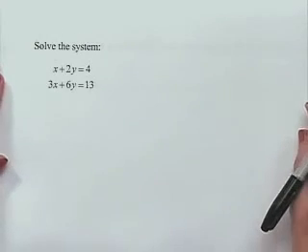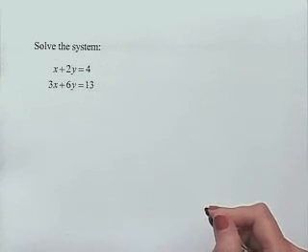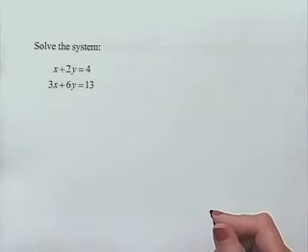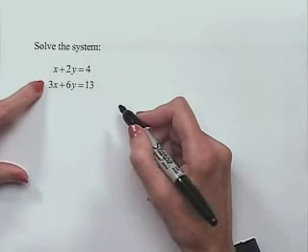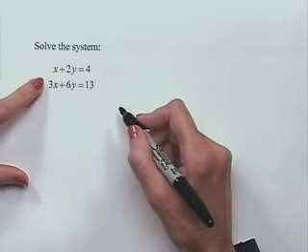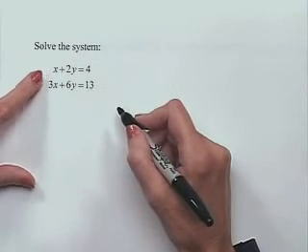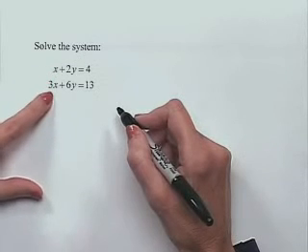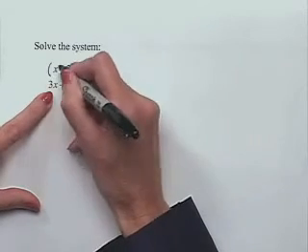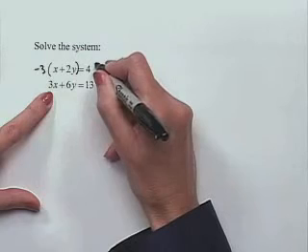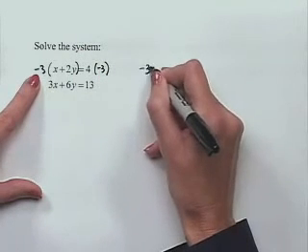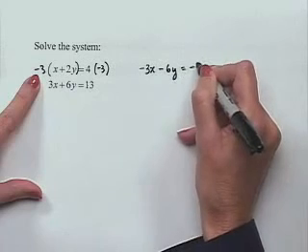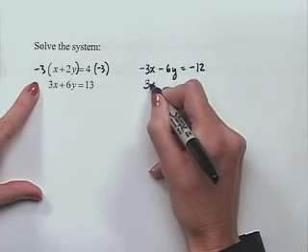Here's another system to solve. The system is the equation x plus 2y equals 4. Second equation, 3x plus 6y equals 13. We're going to notice that it's set up in a format which would lend itself to the addition method. So we're going to multiply the first equation by negative 3 in order to get the x values to be eliminated. So I'm going to multiply negative 3 times the left-hand side and negative 3 times the right-hand side. Let's do that. We'll have negative 3x minus 6y equals negative 12. Our second equation we can leave as is.